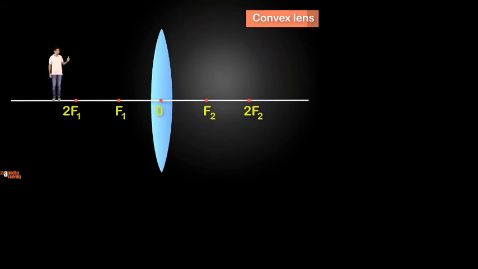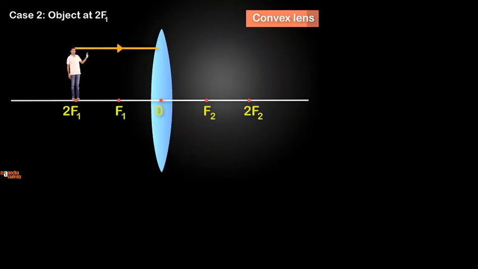Now let me walk closer to the lens. So if I'm going to stand at 2f1 for our case 2, once again we need to use 2 out of the 3 rules. For the first ray, let's use rule 1. The ray of light parallel to the principal axis after refraction passes through the focus of the lens. For the second ray, we can use rule 2. The ray passing through the optical center of the lens goes straight through, undeviated.